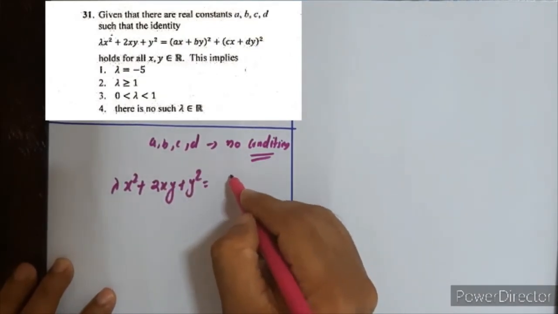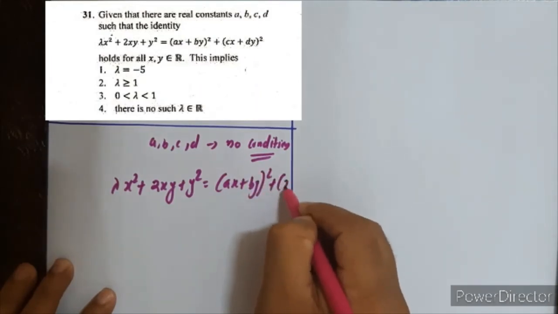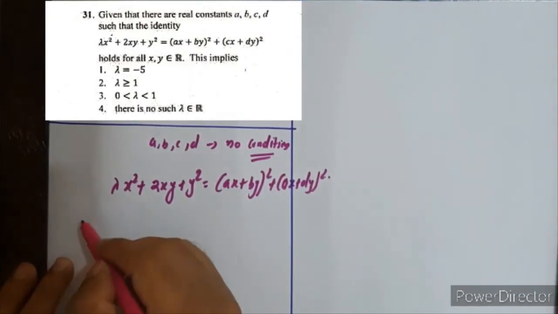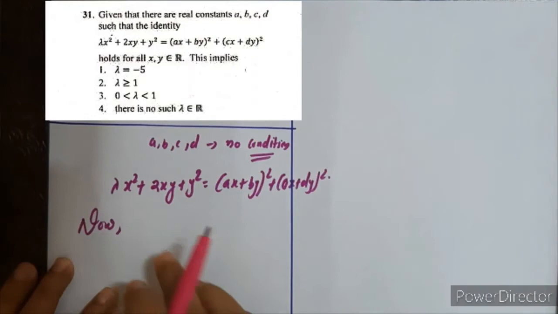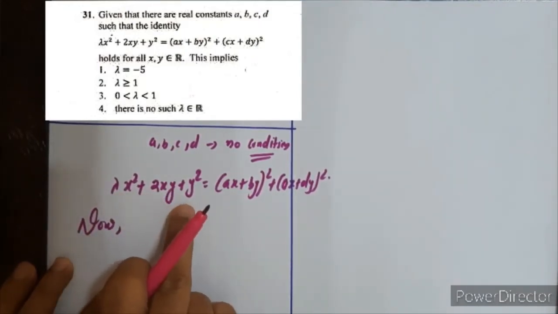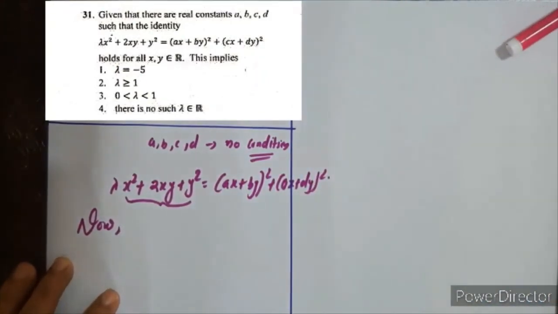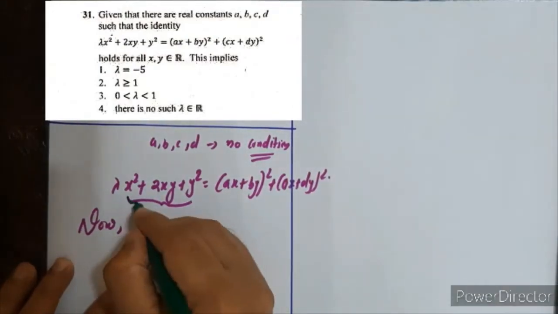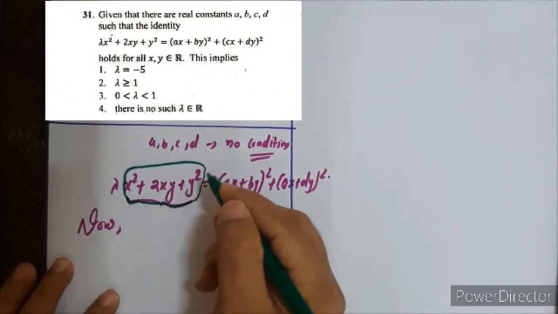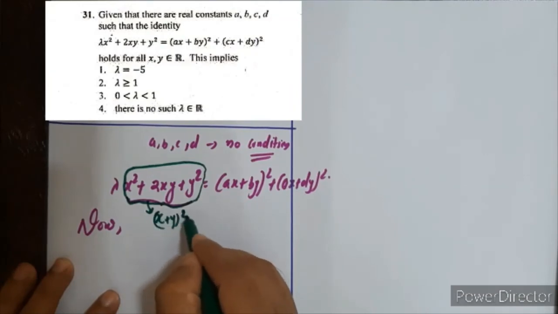We can choose any a, b, c, d such that lambda x square plus 2xy plus y square is equal to (ax plus by) whole square plus (cx plus dy) whole square. Now for this question, look here: lambda x square plus 2xy plus y square. This is something like x square plus 2xy plus y square, so this is something like (x plus y) whole square, right?